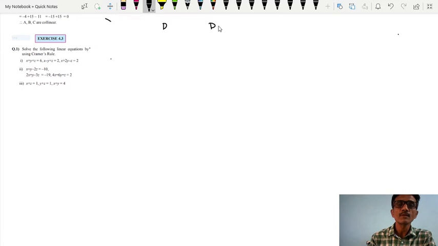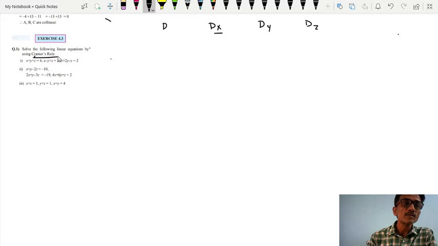We have D, Dx, Dy and Dz. So D is the determinant of the coefficients of x, y, z. Dx is the determinant obtained from D by replacing the elements in the first column by the constants. That means the coefficients of x we replace by the constants. Here the coefficients of y we replace by the constants, and here the coefficients of z we replace by the constants. And you will get the formula by Cramer's rule.